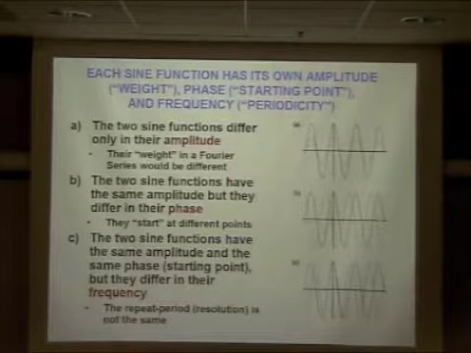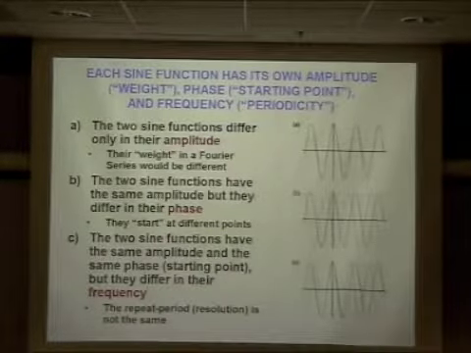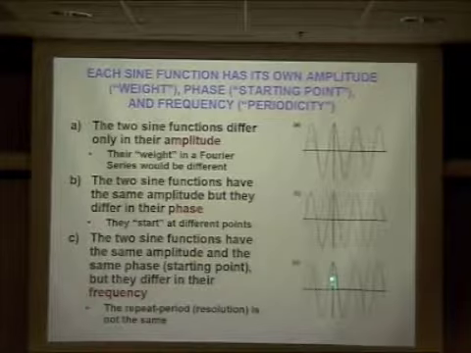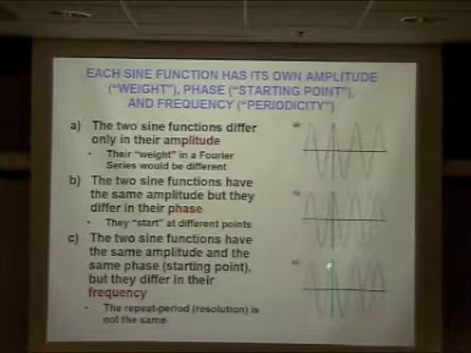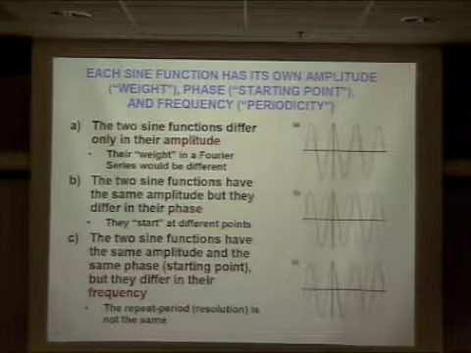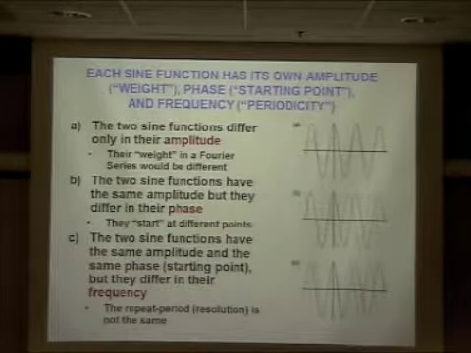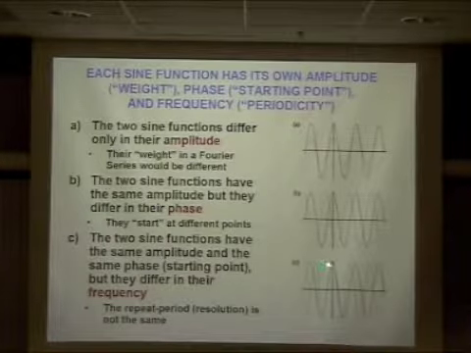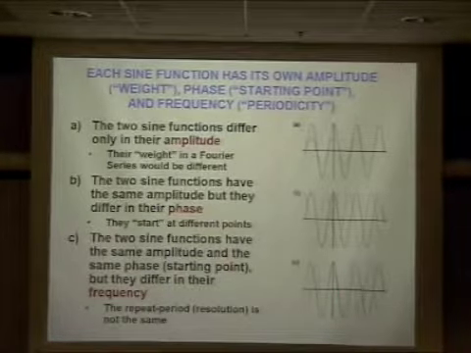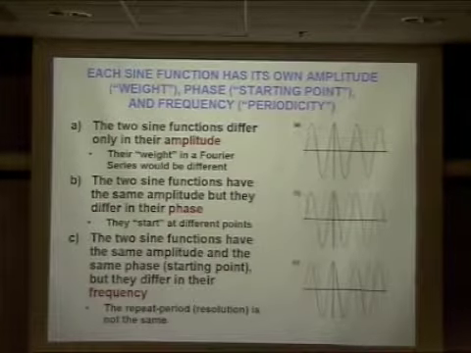And then, to complete this, I have an example of two functions that have the same phase. They start at their maximum at the center of this coordinate system. They have the same phase. They also have the same amplitude, but they have a different frequency. And so, although they start out together, they begin to separate because one is oscillating more frequently than the other.